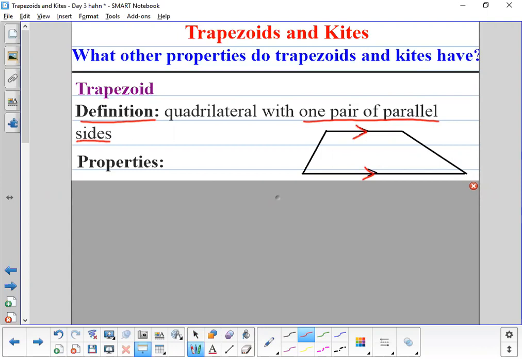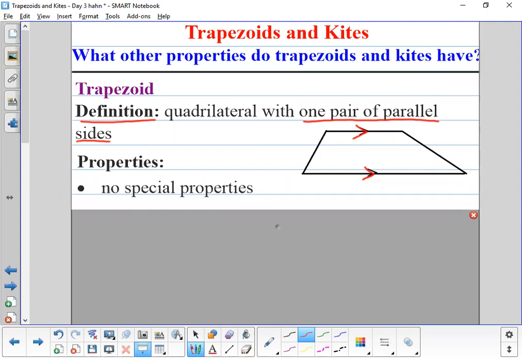This particular trapezoid has nothing else special about it. It's just got one pair of parallel sides. So that means that when it comes to any special properties, there are none. So a generic trapezoid, the only thing special about it is that it has one pair of parallel sides.